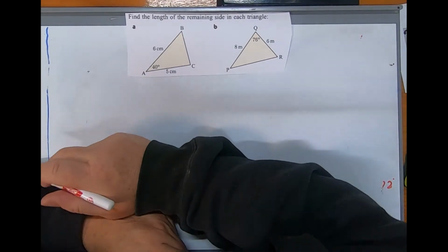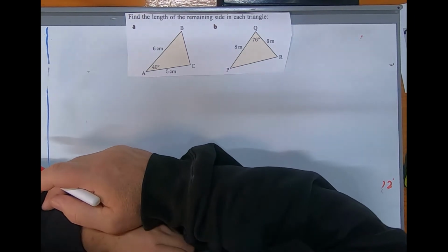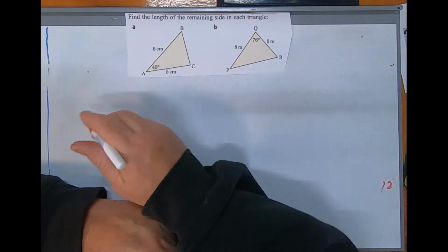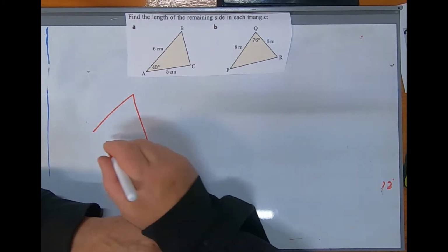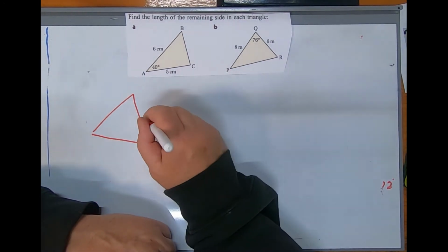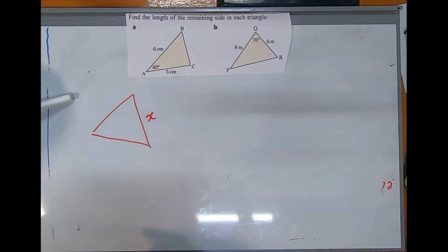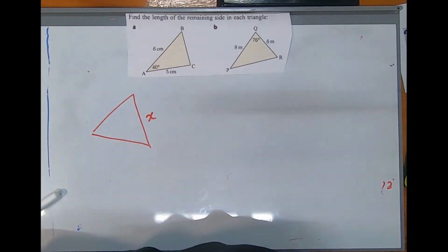Okay, to begin. I'm looking at these triangles. Find the length of the remaining side. Well, it's time for me to put an X on this picture, I believe. X. That's what I'm looking for, just so we're clear what we're looking for. That's what the question said.